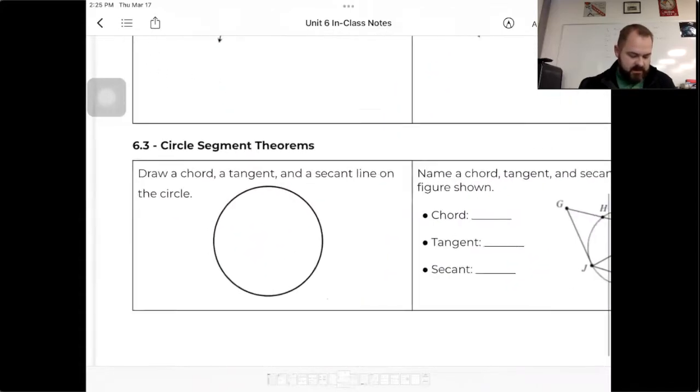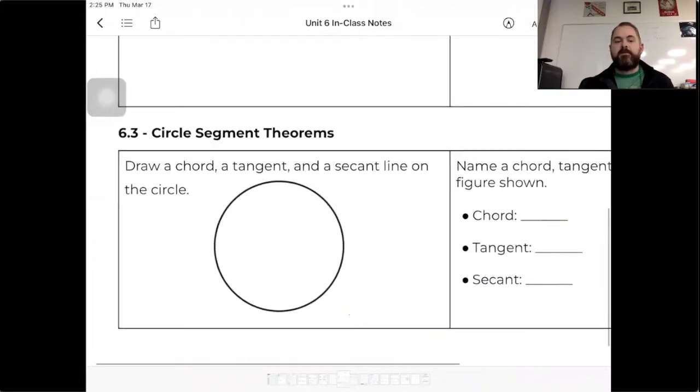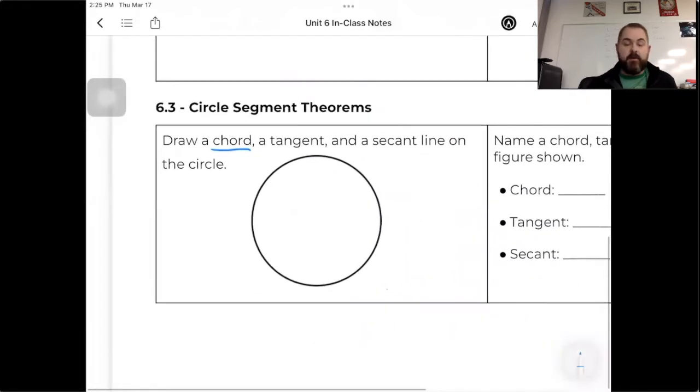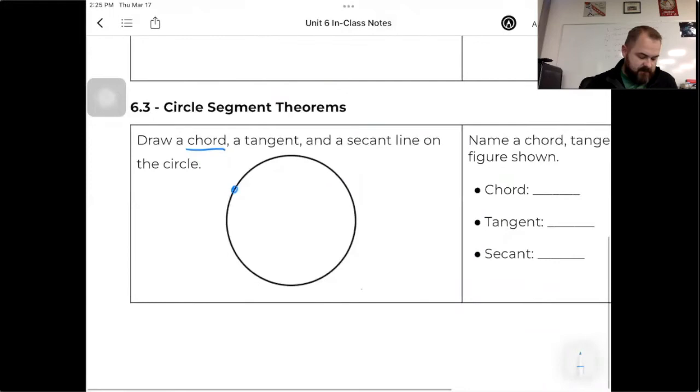So the first thing I want us to remember are the different kinds of segments that could possibly intersect a circle. We're going to focus on three in particular. First, we're going to focus on what a chord is. So we're going to start by drawing a chord. Remember, a chord is any segment with endpoints on the circle, and it only exists inside the circle. This is a chord.